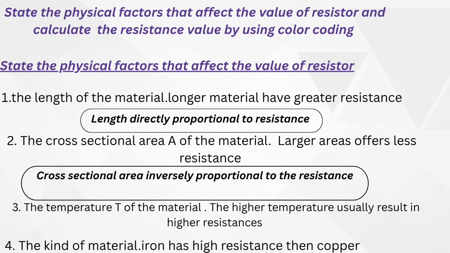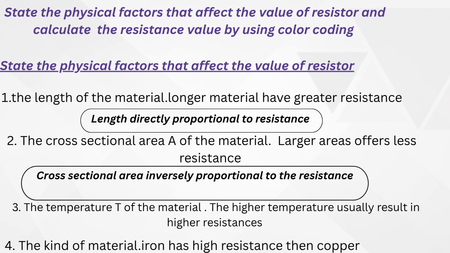And the second point is cross-sectional area. Cross-sectional area is also one of the physical factors that affect the value of the resistor. And cross-sectional area and resistance are inversely proportional. Means if the cross-sectional area of the material is larger, then the resistance is less. If the cross-sectional area is less, then the resistance is more.